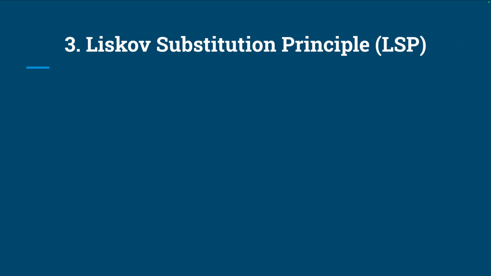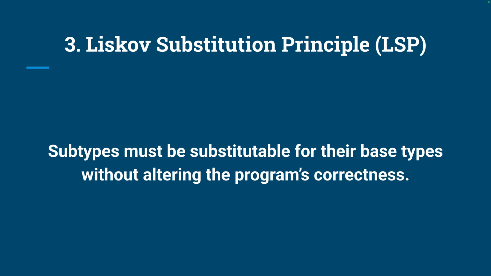Here's the official definition of the Liskov Substitution Principle. Subtypes must be substitutable for their base types without altering the program's correctness. That's the core idea. Now let me explain that in plain English. It basically means this: if you have a class and then create a subclass from it, you should be able to use the subclass wherever the parent class is expected, and everything should still work just fine.